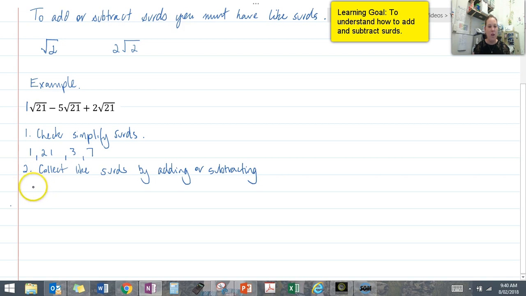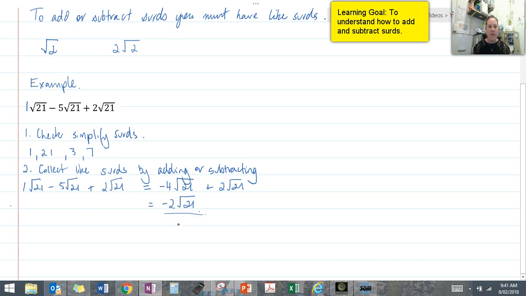So we have the square root of 21 minus 5 square root of 21 plus 2 times the square root of 21. That's going to be equal to, so we've got 1 here, 1 minus 5. So 1 minus 5 is negative 4, the square root of 21 plus 2 square root of 21. Which is then going to be negative 4 plus 2, which is negative 2, the square root of 21. And that's our simplified expression.